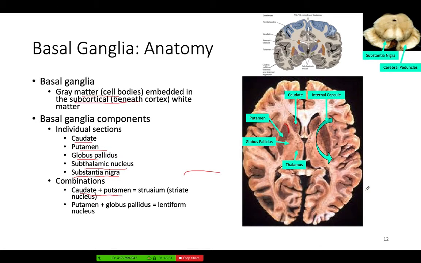The caudate and putamen are pretty close together, and so we can call that the striatum. Putamen and globus pallidus we call the lentiform nucleus because it kind of makes a lens shape here. Don't worry too much about that. We're going to talk about what you need to know from each of these. And then look, internal capsule. We talked about internal capsule a few slides ago when we said that our primary upper motor neurons travel through this internal capsule to get to the medulla where it's going to cross over.